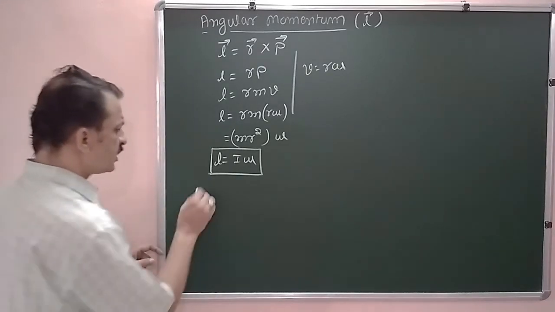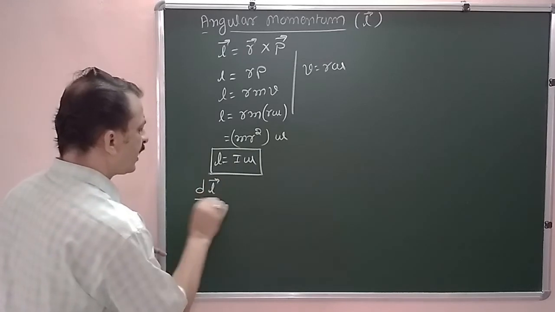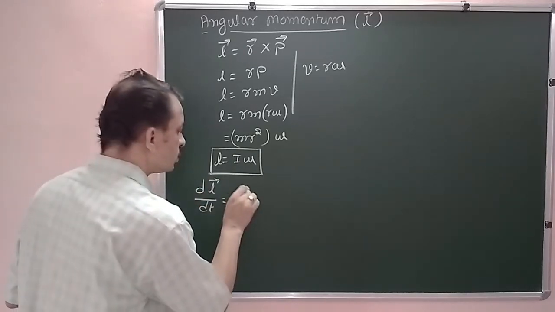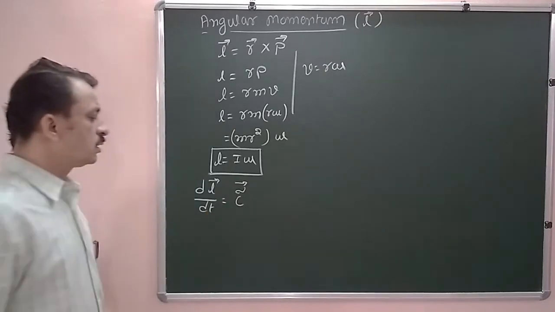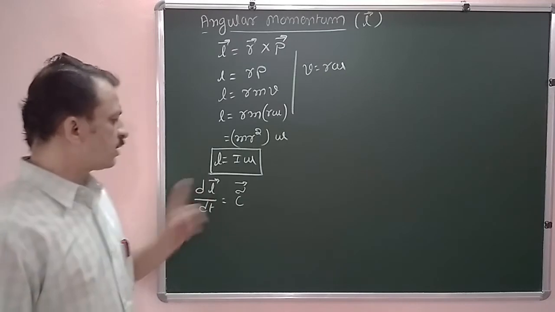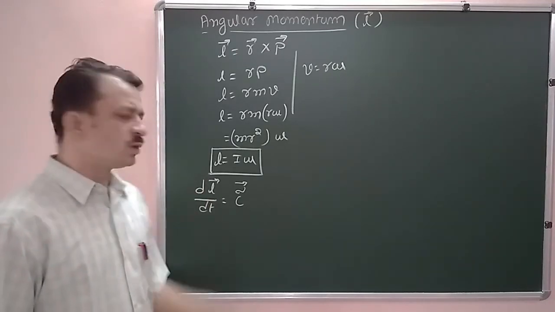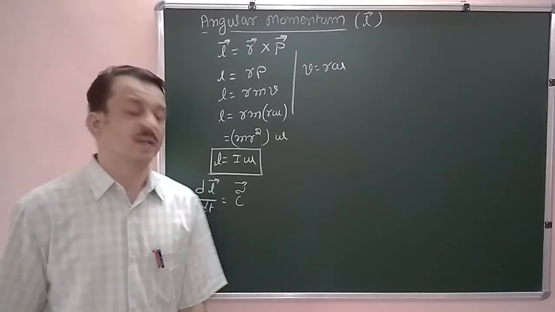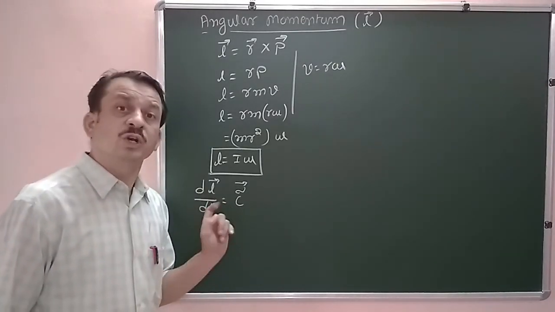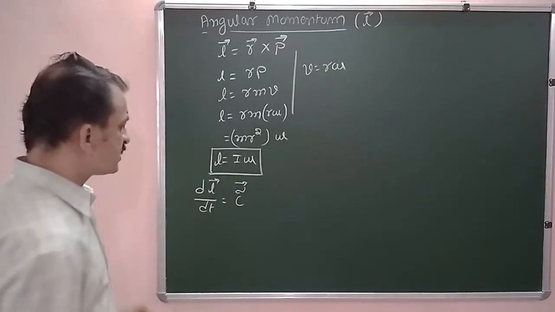Now earlier we have studied that the rate of change of angular momentum of a rigid body is equal to the torque acting on it. The rate of change of angular momentum of a rigid body or for a system of particles is equal to the external torque on it. And also we have studied this torque is only the external torque acting on the system of particles.